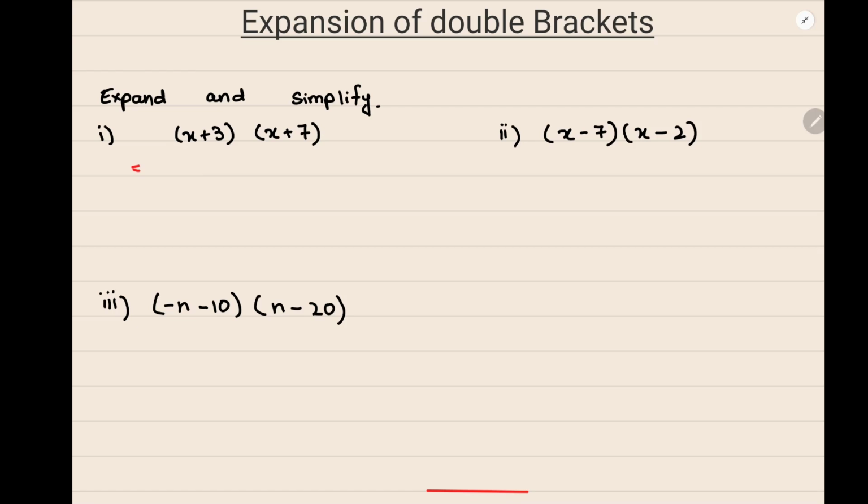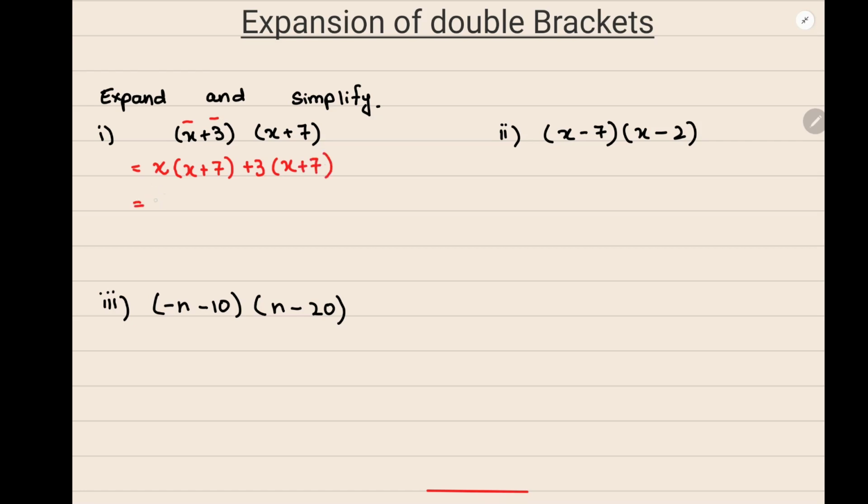We're having bracket x plus 3 and bracket x plus 7. So the very first thing is I will split my first bracket. I'm having x and plus 3. So what I will do, I will just write x and multiply it separately with the second bracket. And then the second split part, which was plus 3, I will multiply it with x plus 7 separately.